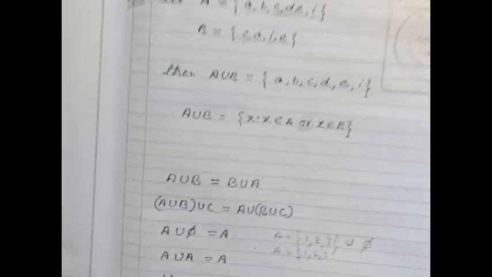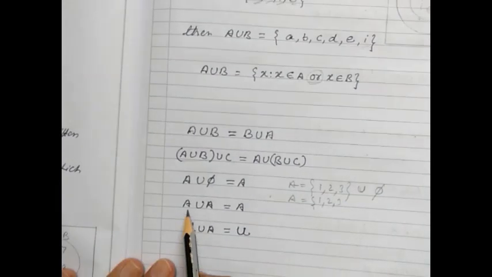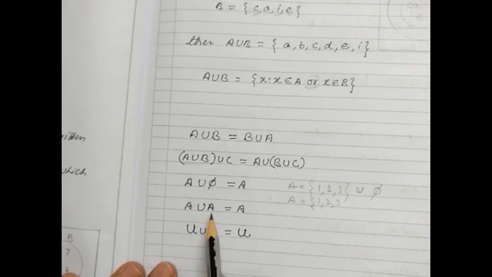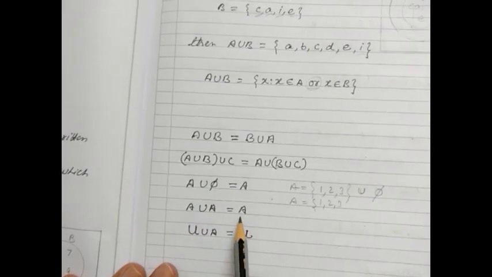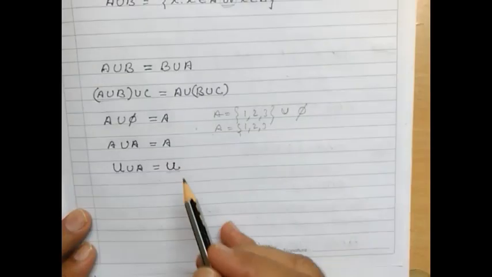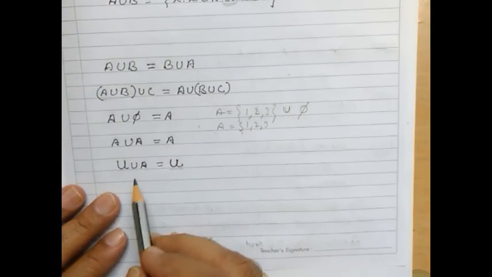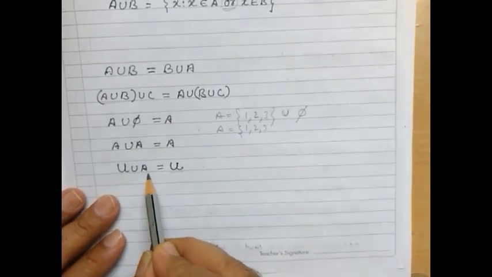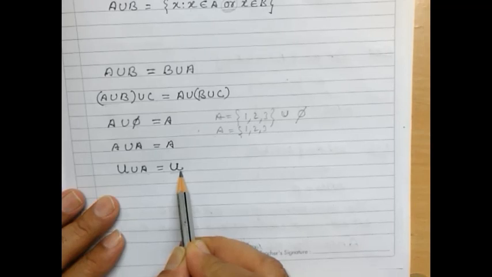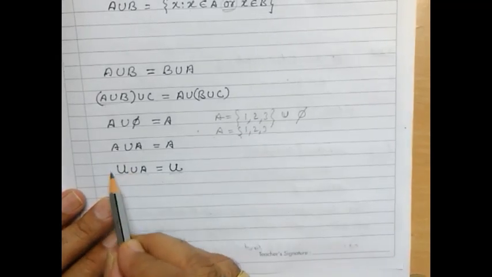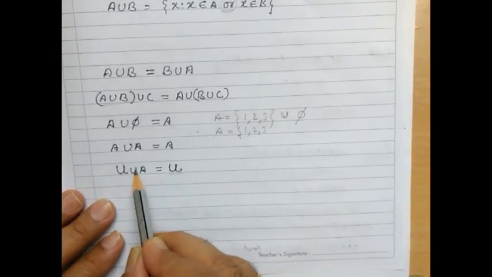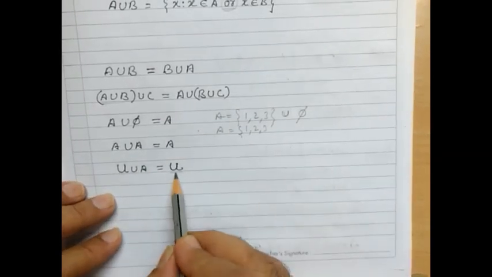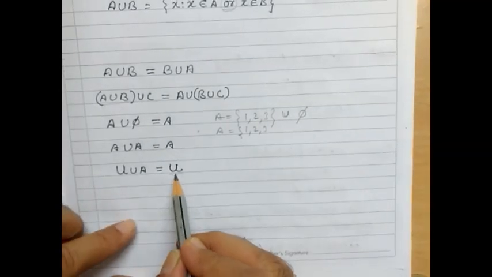This will be the identity law. And if we say A union A, then if we take the union of the set with itself, what will we get? We will get A only. Let's take up the last property, the law of the universal set. Here you see the universal set union A. So I get the universal set. The reason is that all the elements of A are present in the universal set, isn't it? So here we will get U as the universal set.